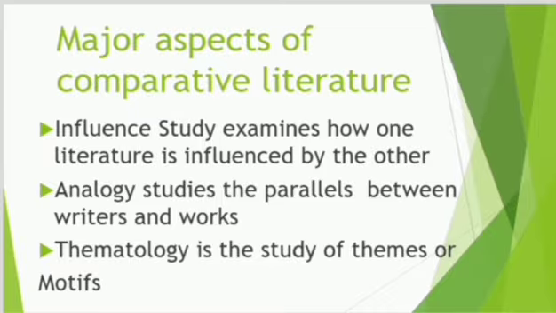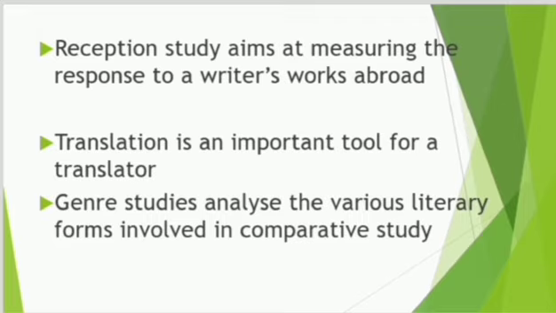First one, influence study. It examines how one literature is influenced by the other. Next one, analogy. Analogy studies the parallels between writers and works. Next one, thematology. It is the study of themes. Next, reception study. It aims at measuring the response to a writer's works abroad. Next one, translation. It is an important tool for a translator. Next one, genre studies. It analyzes the various literary forms involved in comparative literature.